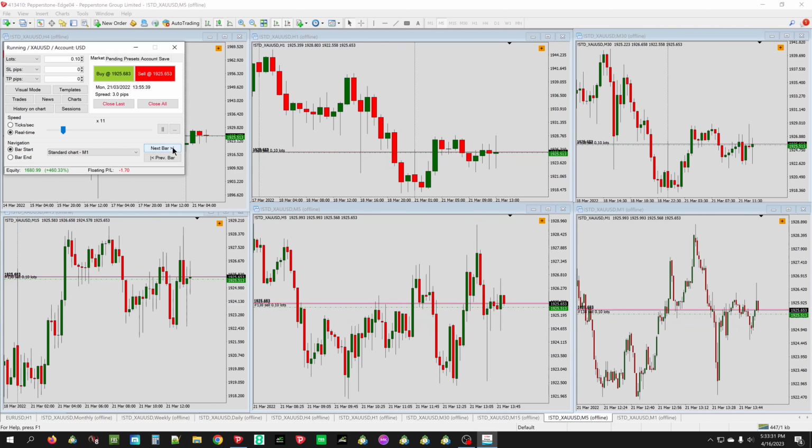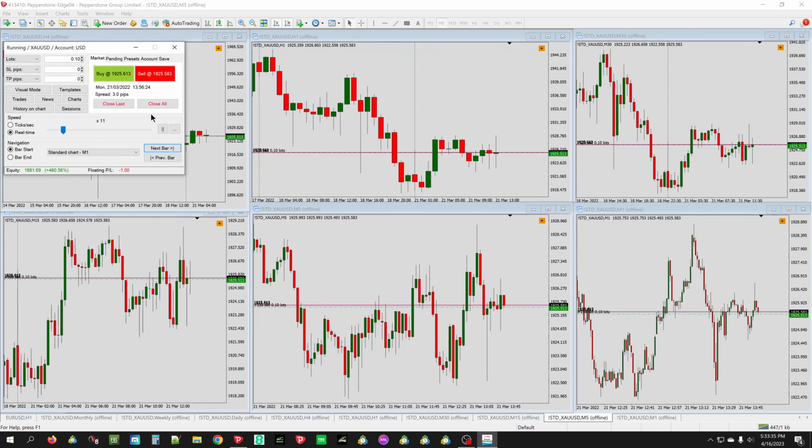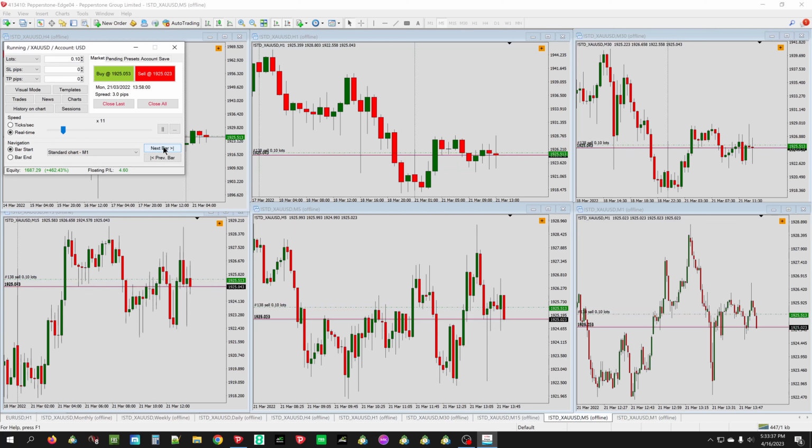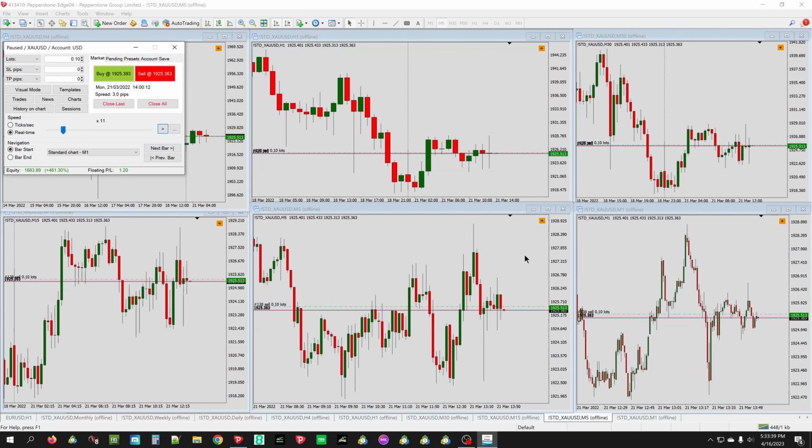Alright, M5 candle again closed bearish, bullish, but still we need to wait for 2 minutes. Alright, at this point we need to look at more information. Now there is nothing clear at this point. There is no trend at this point.